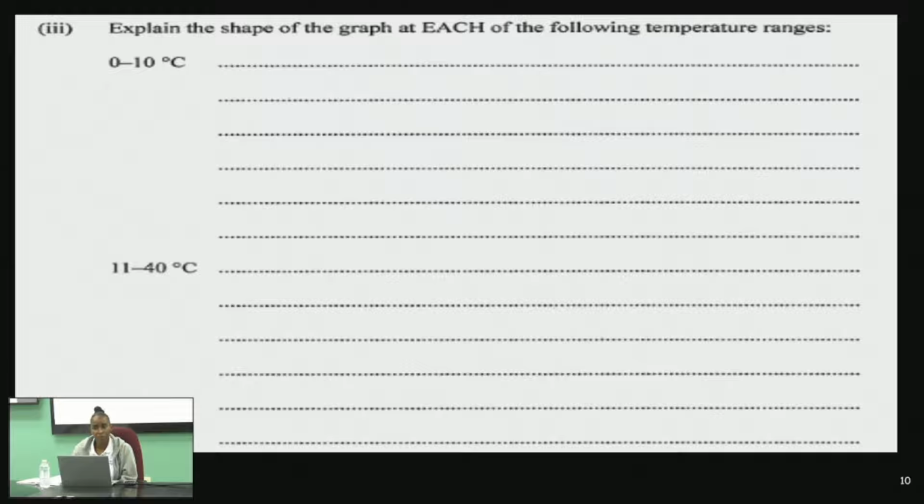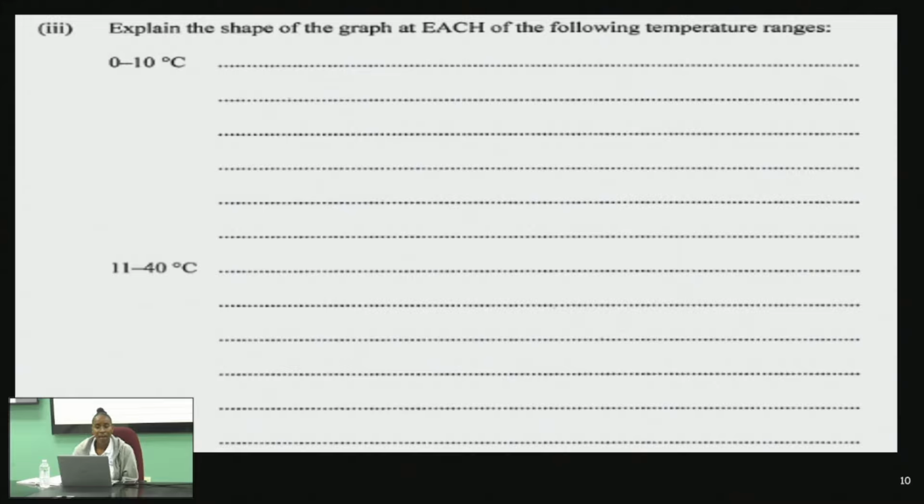meaning that the collision speed between our substrates and our enzyme would have been low because the temperature would have been low, which means the kinetic energy of these molecules would also have been low. All right? Then we'd have moved on to the other part of the graph, which is 11 to 40 degrees Celsius. Now, we would have had the temperature increasing, which tells us that the rate of collision has also increased or will be increasing as well, because there will be a lot more kinetic energy being supplied or being given to the different molecules. So they will be colliding a lot more with each other.